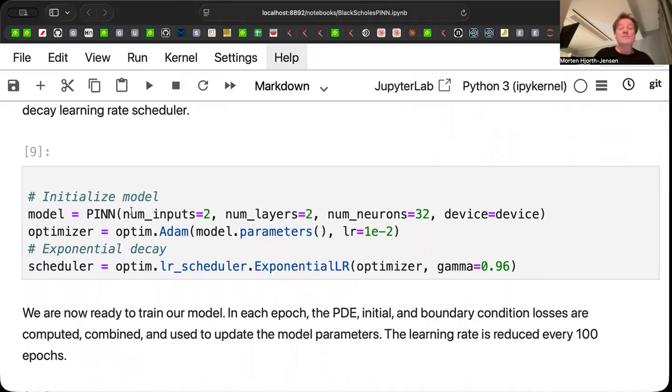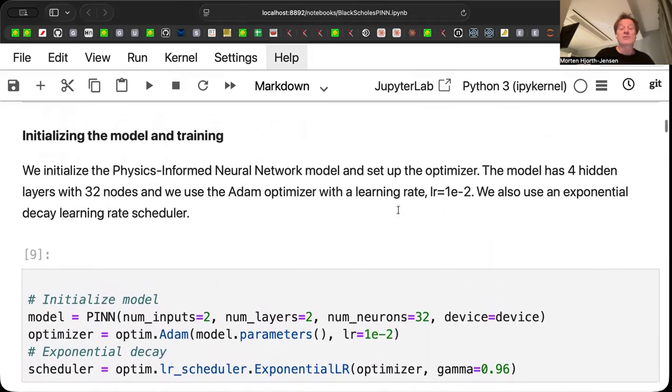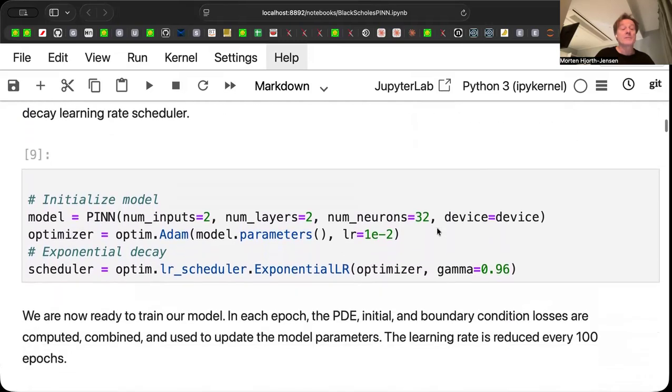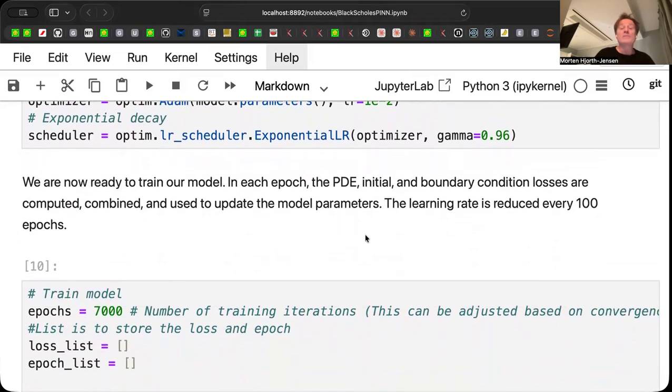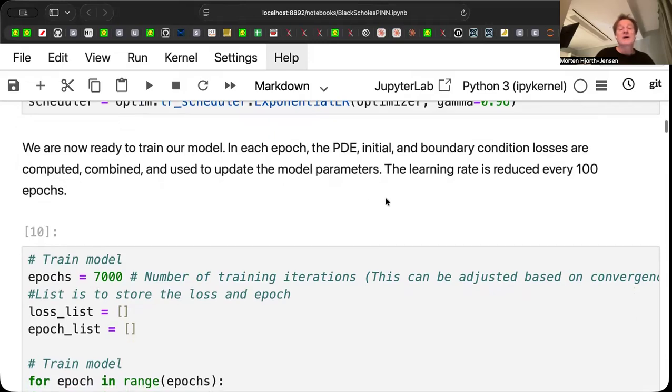So initialize the model, which is set up here. You can now see the number of inputs, number of layers, number of neurons, etc. And then we define the optimizer, which is the Adam. And then we have the learning rate scheduler, and we also have an exponential decay for the learning rate. So now we are ready to train the model. And in each epoch, the partial differential equation, initial and boundary condition losses are computed, combined, and used to update the model parameters. And then the learning rate here is actually reduced every 100 epochs.